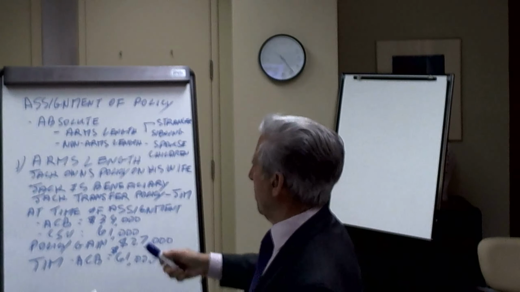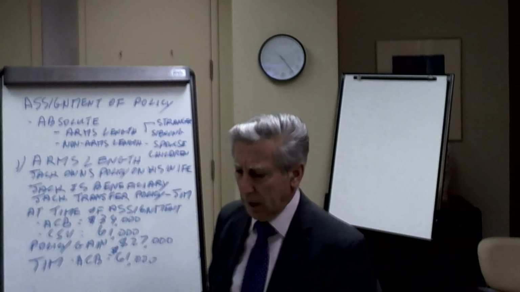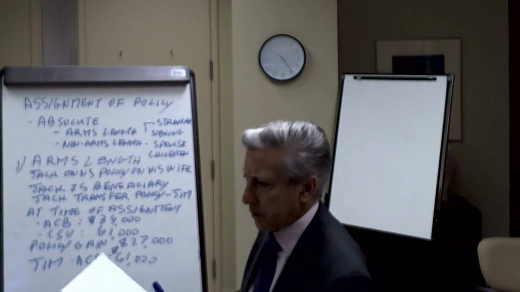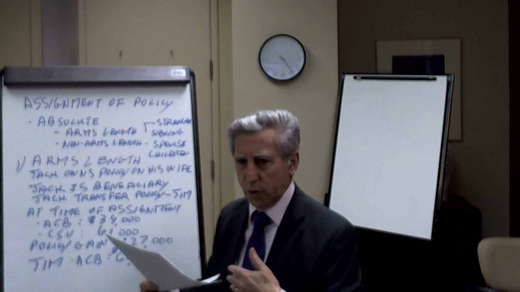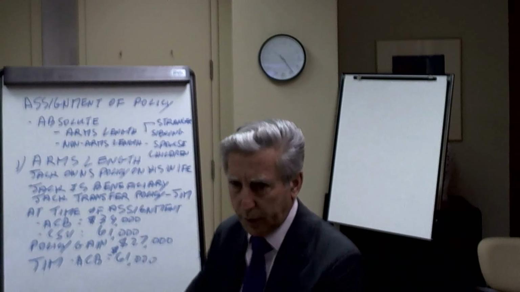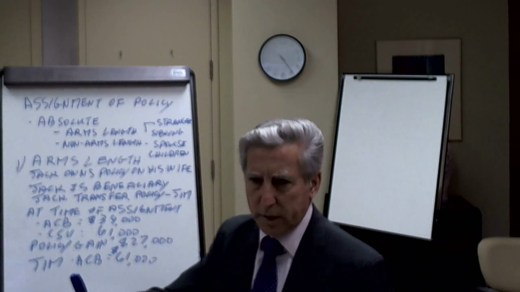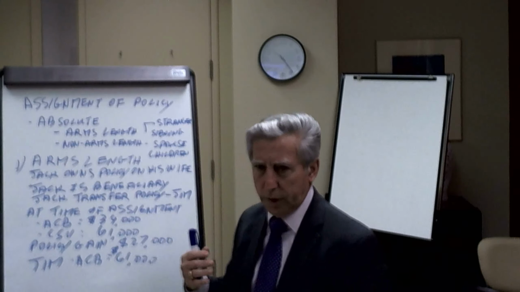The first one I want to talk about is what we call the absolute assignment. In an absolute assignment, what really happens is you're giving the policy away. So basically, there's no consideration or anything on the line, just simply here's the policy, and that's the end of it. Now remember that when you absolutely assign a policy, basically you no longer own it.